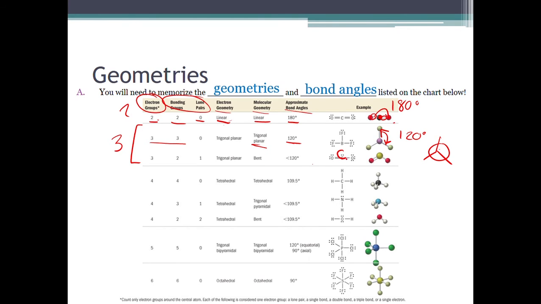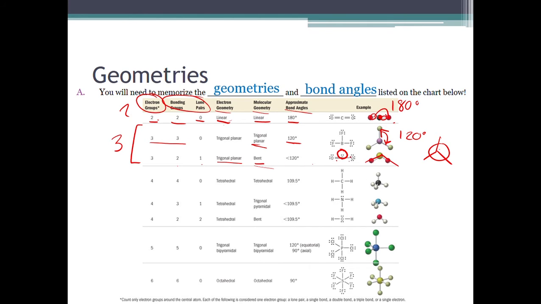If one of them is a lone pair, that's going to have a slightly different effect. That's still 1, 2, 3 electron groups, so the electron geometry is still trigonal planar. But now if we're looking at just the atoms, they make this line, but it's not a straight line, it's a bent line. So if you have 2 atoms bonded and 1 lone pair on your central atom, that gives you a bent molecular geometry.